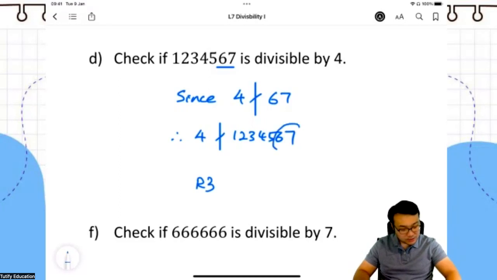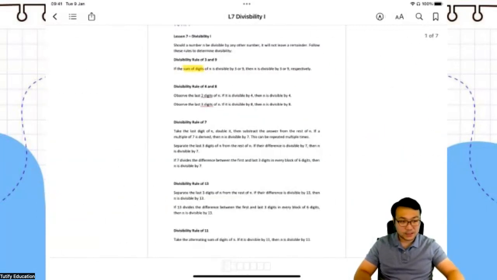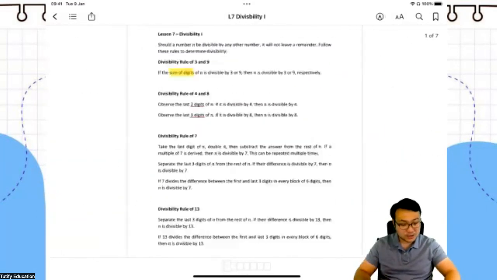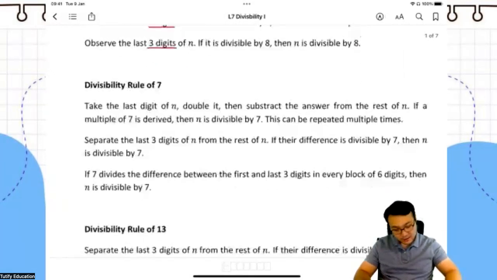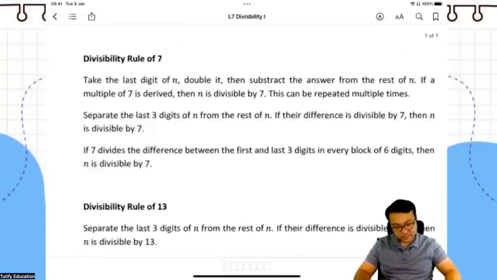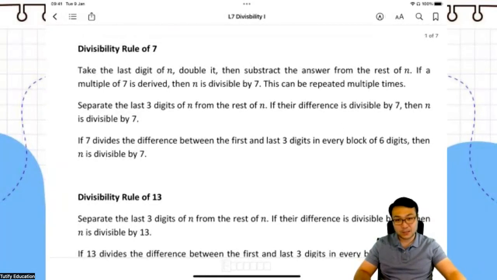Because you look at the last 2 digits, you just take 67, you divide by 4, you know that the remainder is going to be 3. All right? So let's look at the next rule. Now, of course, if it's the number 8, you need to look at the last 3 digits. Now, let's look at the rule of 7. There are many ways to find out whether a number is divisible by 7. Let's look at the first way.